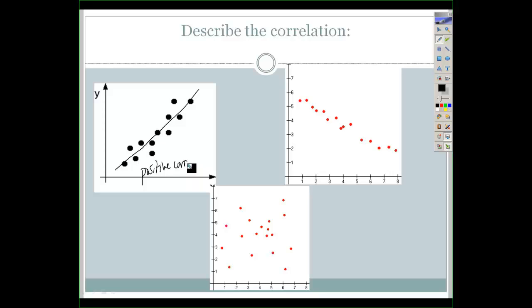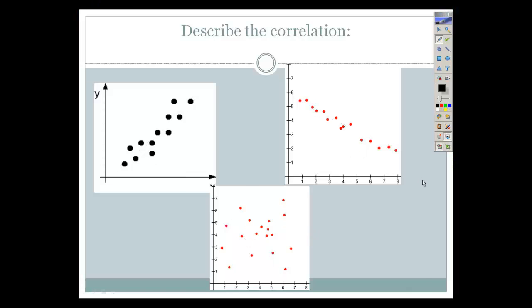And let's look at the top right now. As you can see, the dots are starting at the top, and I'm reading it from left to right. Looks like it's going down, so I'm going to say that's a negative correlation. And then finally, here's another example. We have points just kind of scattered out. They're not really getting bigger. They're not really getting smaller. So we're just going to say that's no correlation.